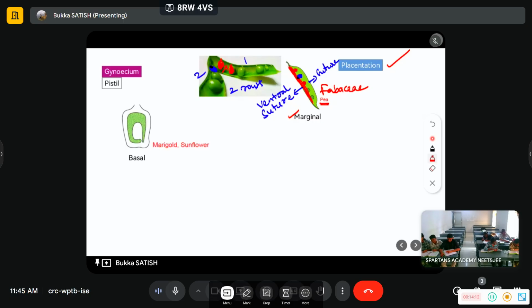Right. Next one, basal placentation. Here, very simple. At the base of the ovary, this is the ovary wall. This is where the ovule is. Now, this is the base. At the base of the ovary, the ovule is attached. One single ovule is attached. Therefore, it is basal placentation. Marigold and sunflower both belong to Asteraceae. In the Asteraceae family, you can see this.